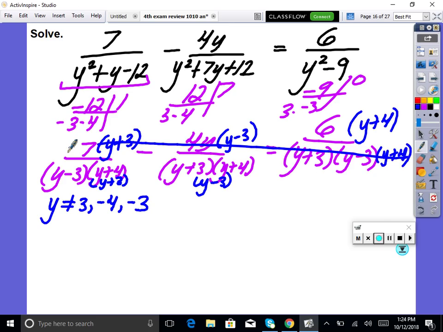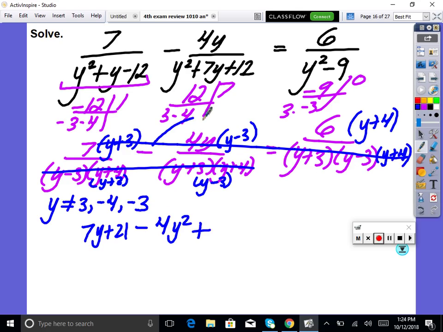So ignoring the denominator now, I just crossed out half the numerator. So then I have 7y plus 21, minus sign, looks like that's going to be 4y squared plus a negative 4y squared, and then a plus, because a negative and a negative is positive. Don't forget to distribute that negative. That's where most people make their error. They don't distribute the negative. So you could have went like this, and then you would have probably been less likely to make the error. Plus 12y, and that's equal to 6y plus 24.